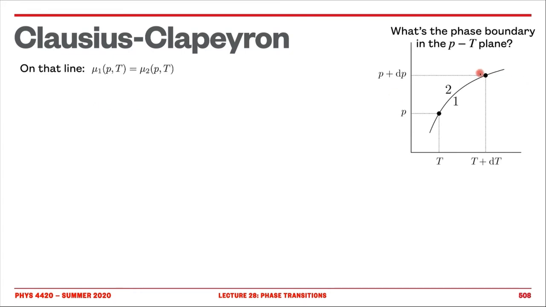First of all, we know that this line is described by the chemical potential of the two phases being equal. That's what we did in the previous slide. That means that if I make changes of pressure and temperature, moving along this line, along the temperature axis and pressure axis, the two chemical potentials still have to be equal along this curve. In other words, the change in chemical potential of one phase has to be equal to the change in chemical potential in the other phase. So not only is the chemical potential the same, but it changes continuously between the two.